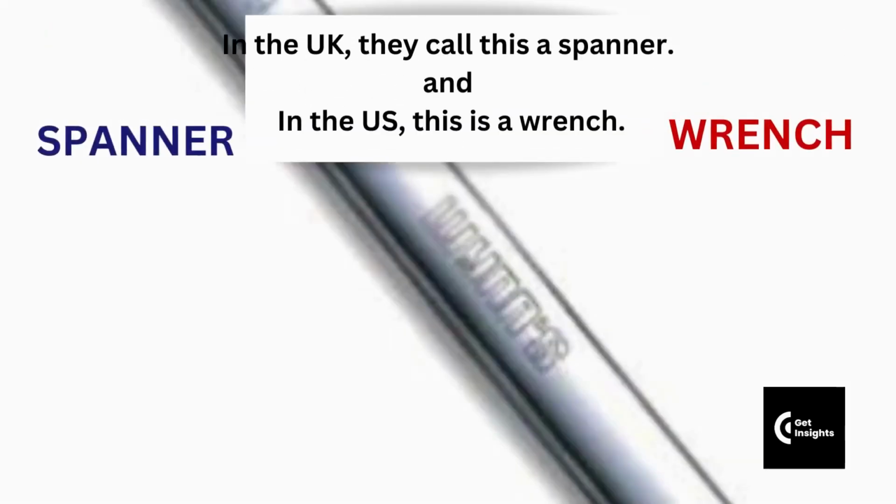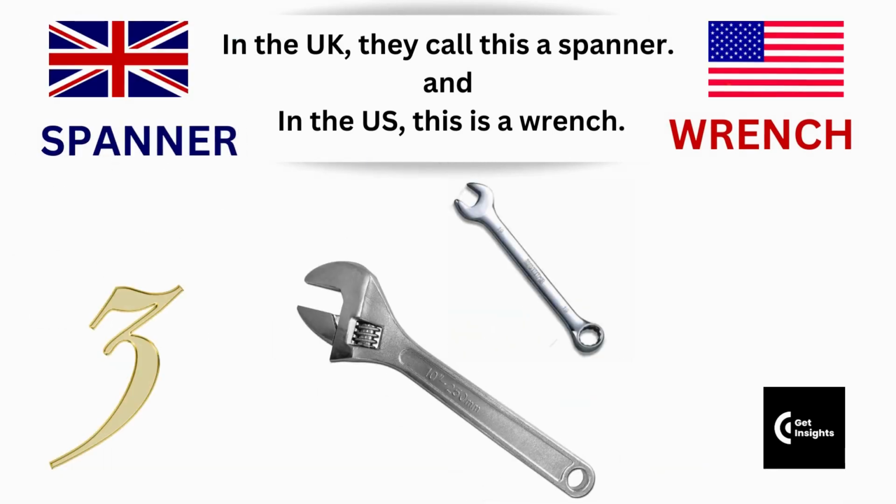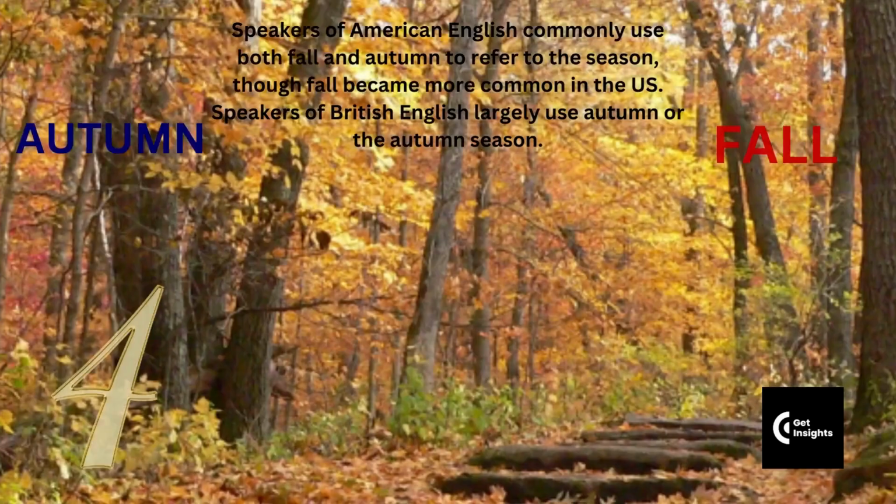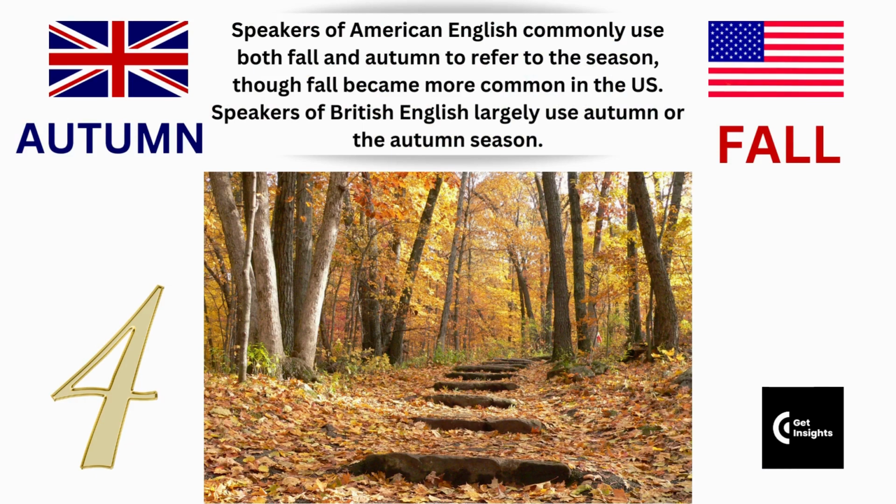Here is the next one. In the UK, they call this a spanner. And in the US, this is a wrench. Okay, next we have this one. Speakers of American English commonly use both fall and autumn to refer to the season, though fall became more common in the US. Speakers of British English largely use autumn or the autumn season.